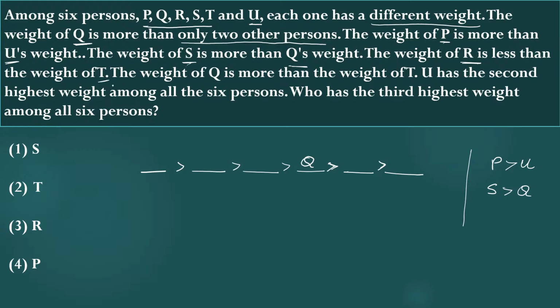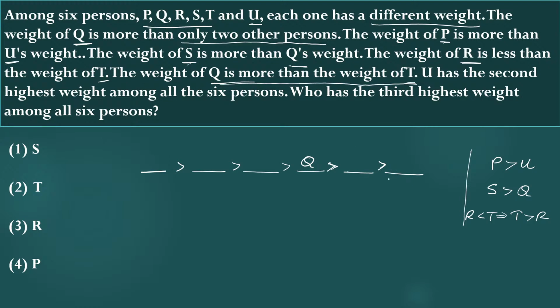R is less than T, we can write it like this: T is greater than R. So, the weight of R is less than T means T is greater than R. The weight of Q is more than the weight of T.